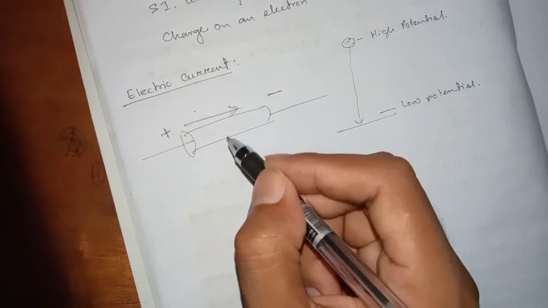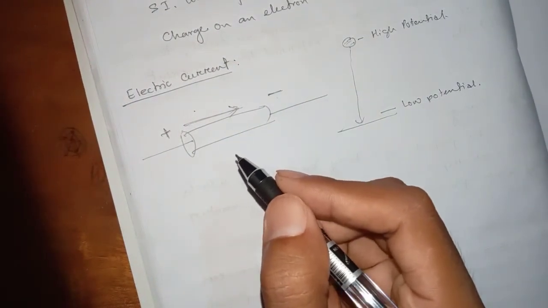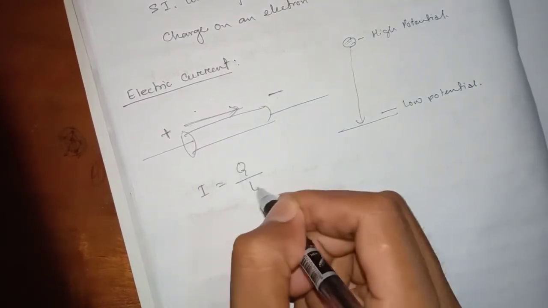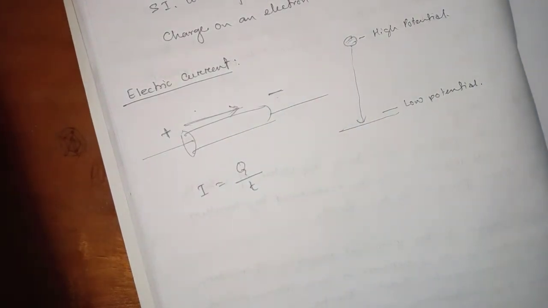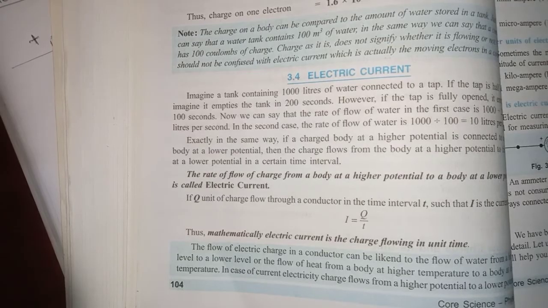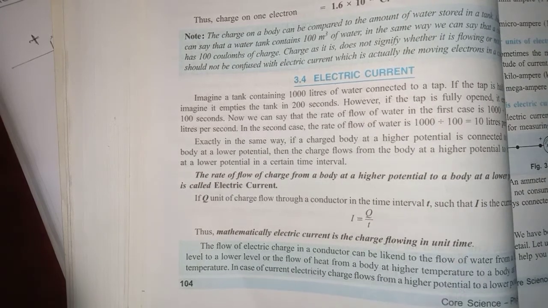So what is electric current? It is defined as the rate of flow of charge, so we simply write I is equal to Q by T. It is the rate of flow of charge from a body at higher potential to a body at lower potential. This is the definition of electric current. Mathematically, electric current is the charge flowing in unit time.